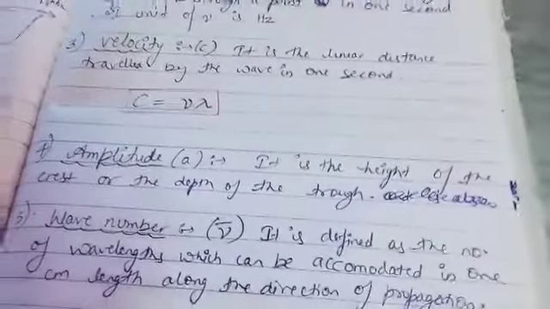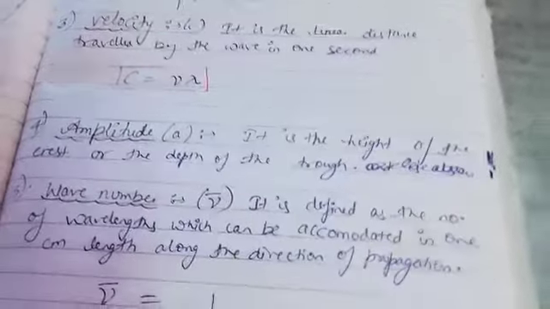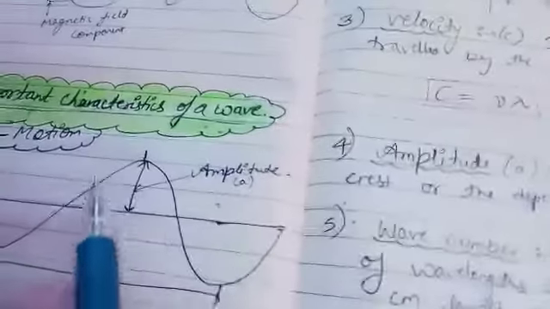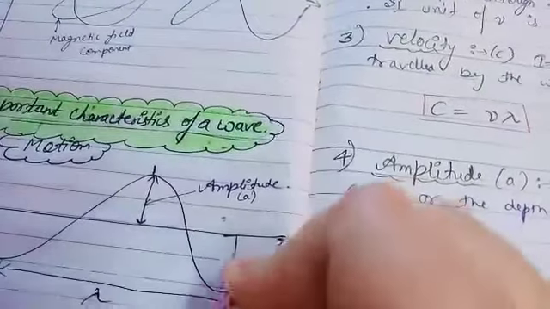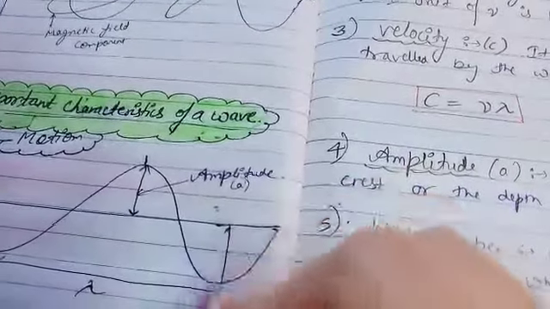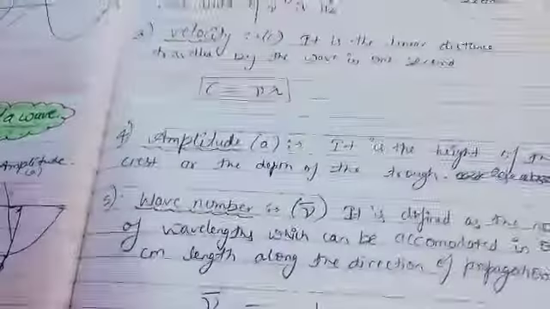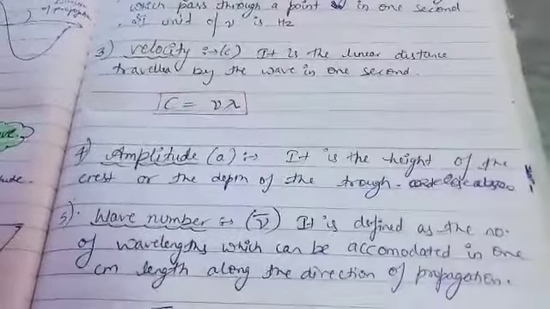Now another we have is amplitude. Amplitude is represented by small a. And what is amplitude? It's the height of the crest, or you can say it's the depth of the trough. That one is known as amplitude, A.